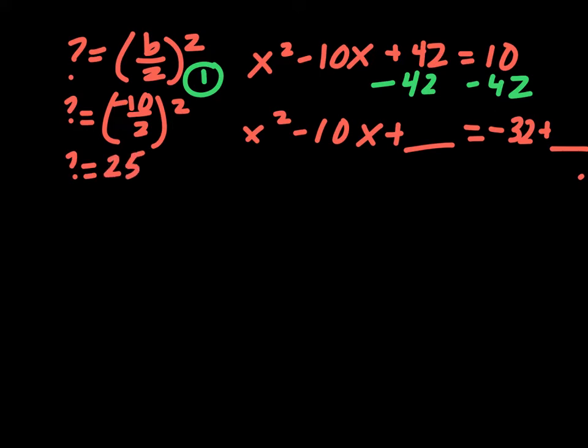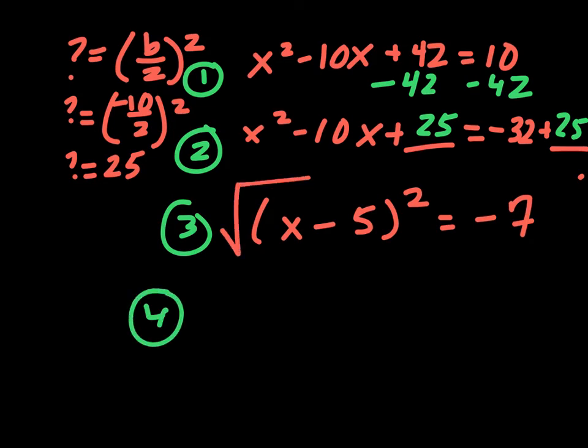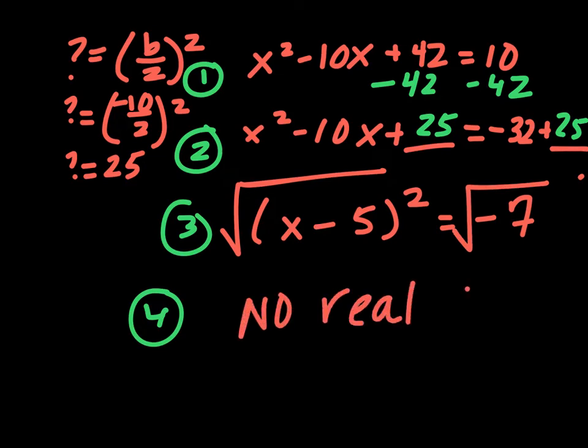So that's the second step that I then do. I add 25 to both sides. My third step is to write my perfect square trinomial as a perfect square binomial, so x minus 5 squared equals negative 7. And then to solve using the root method, I'm going to square root both sides. And I actually can't take the square root of negative 7, so this is going to have no real solutions.